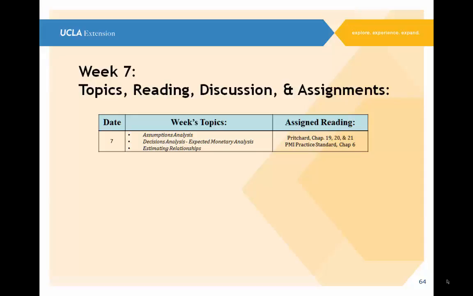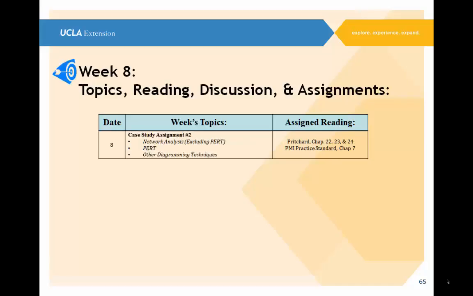Week 7 topics. You've taken a look at the assumptions analysis, decisions analysis. I'm sure you have much better insight into some of these techniques now. And in this week, week 8, your case study assignment 2 is available to you, so you can start downloading that and working on that.